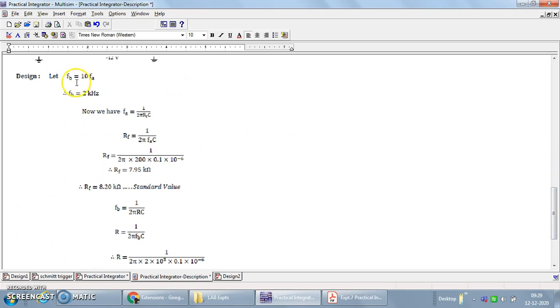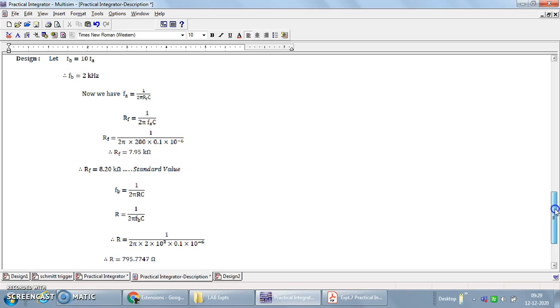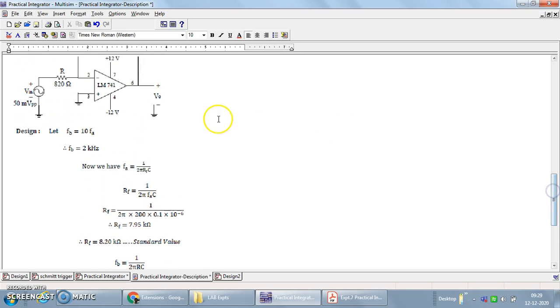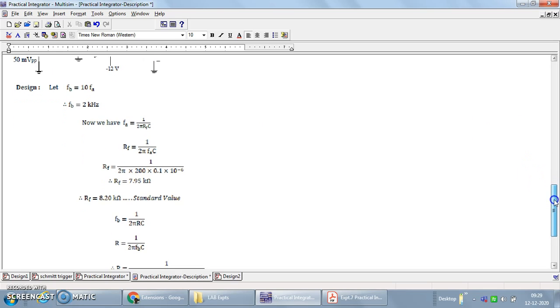If we take FB as 10 times that of FA, then FB becomes 2 kHz. So let us design an integrator that is able to integrate input signals within the range of 200 Hz to 2 kHz, since 2 kHz equals 10 times 200 Hz. Let us design an integrator with the operational amplifier that will be able to integrate signals within the range of 200 Hz to 2 kHz.